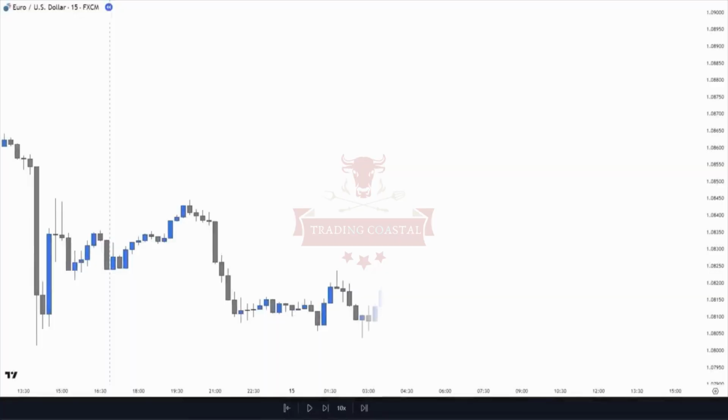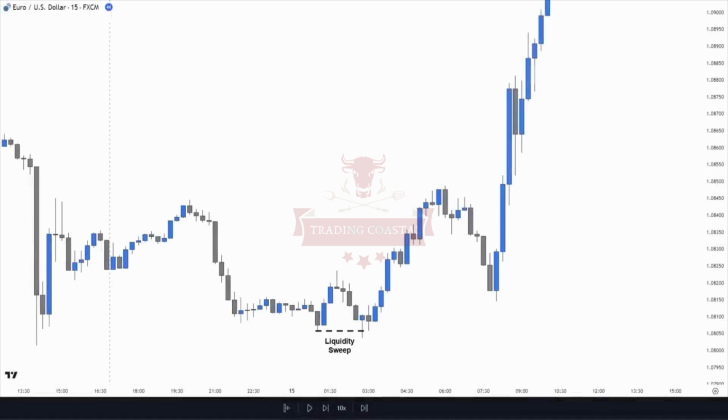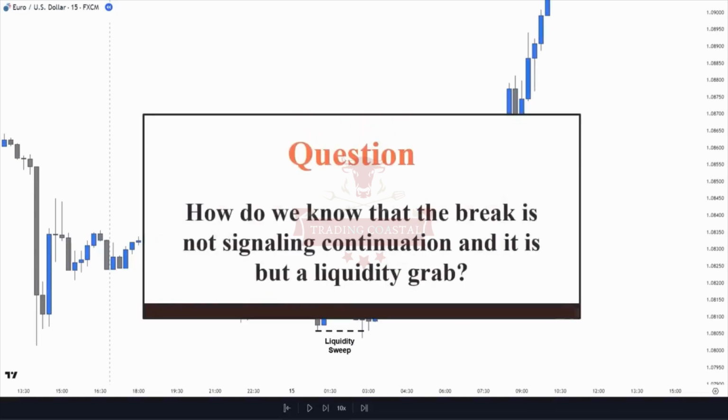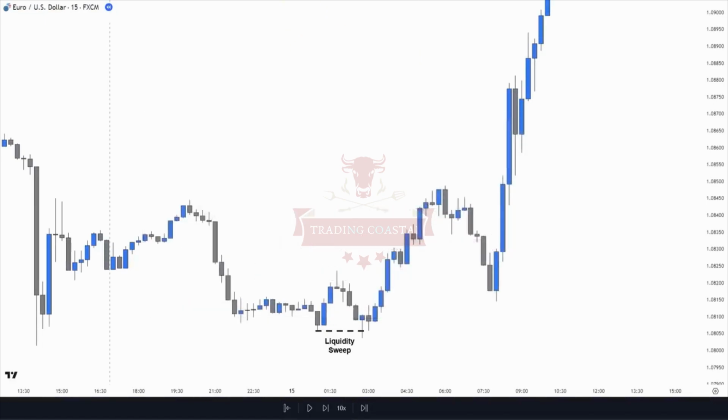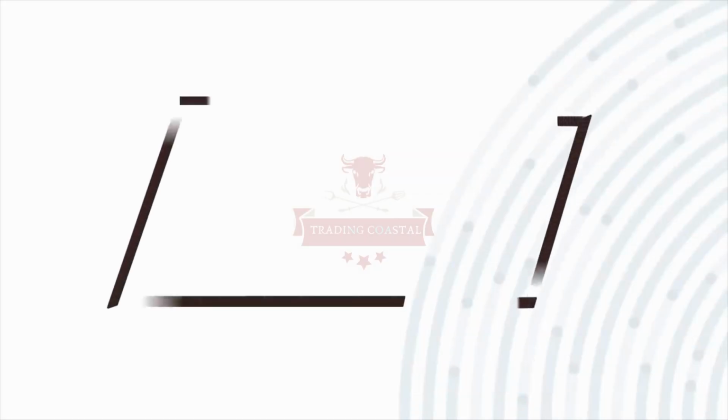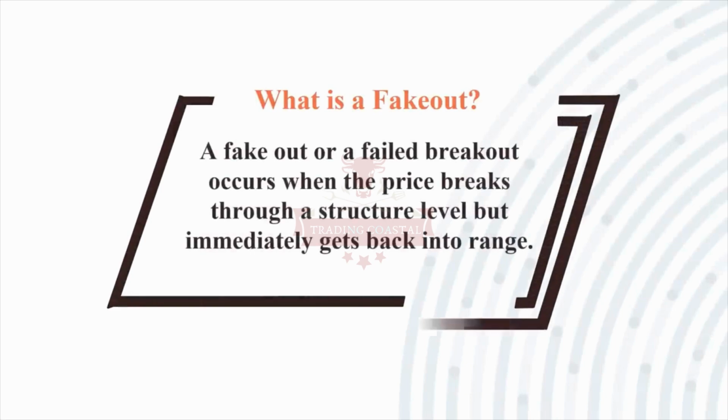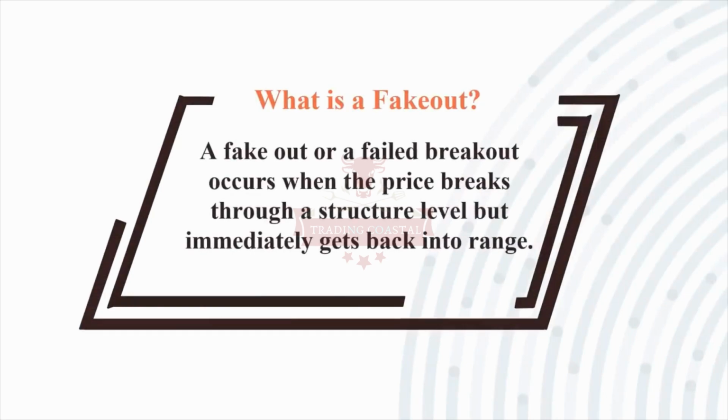So, new trends and market structure form on the chart. Once again, here, when the London kill zone begins, we have a liquidity sweep below this low, and then the market starts a completely new trend to the upside. Now, how do we know that the break is not signaling continuation, and it is but a liquidity grab? Here are two key indicators. Number 1, the fakeouts. A fakeout or a failed breakout occurs when the price breaks through a structure level, but immediately gets back into range.